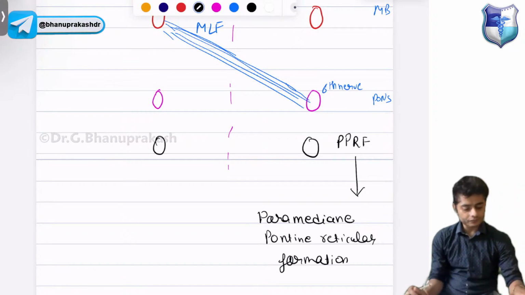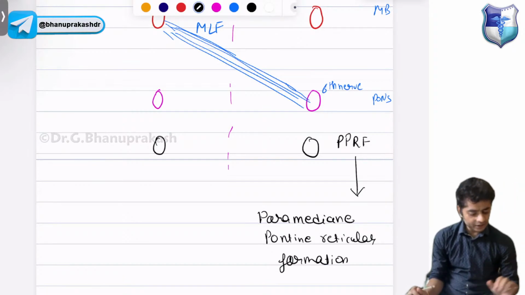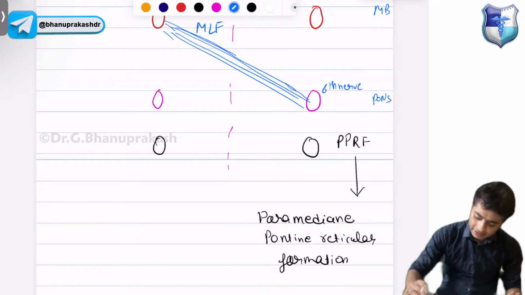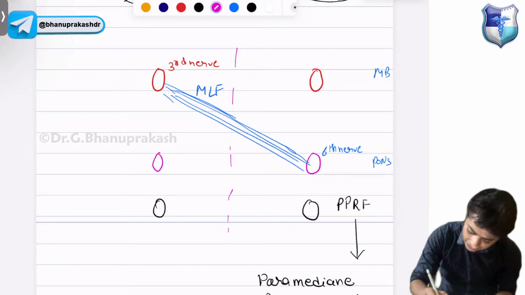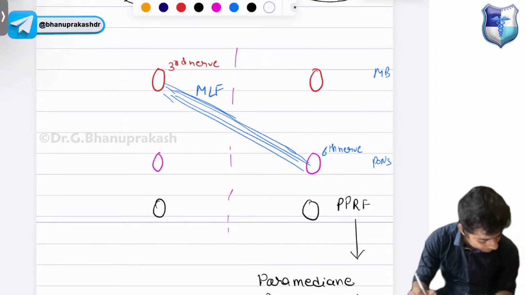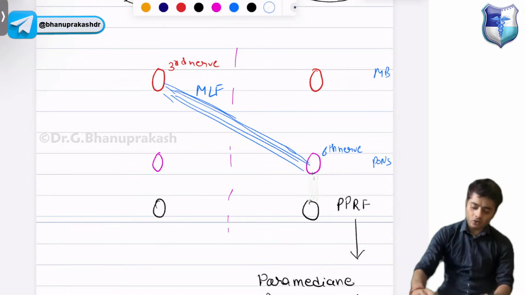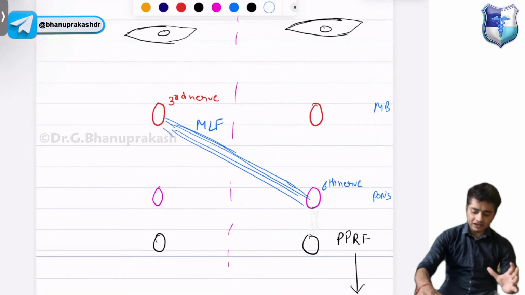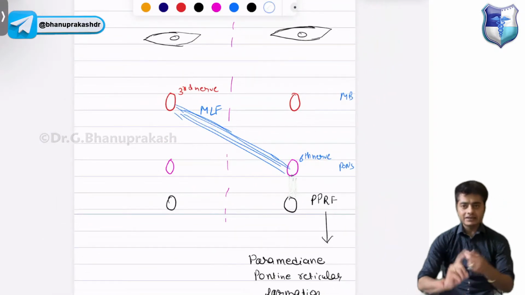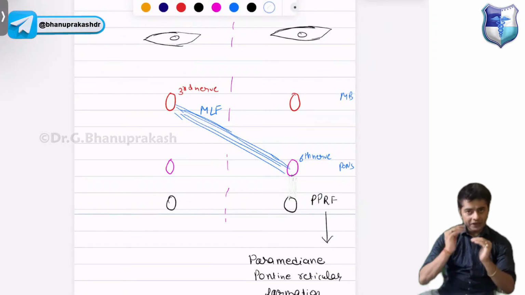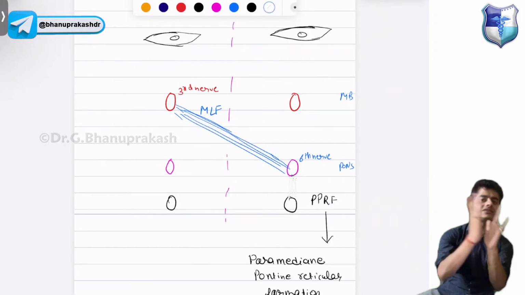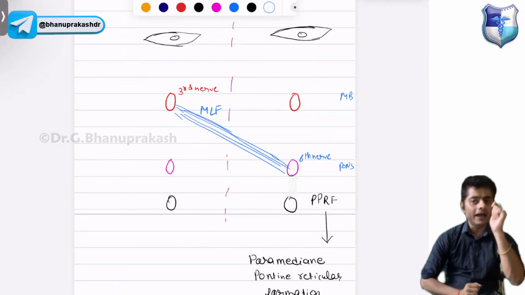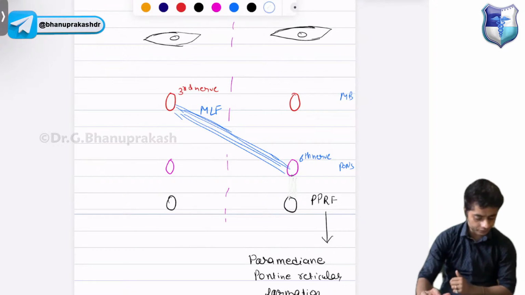ठीक है. तो ये डायग्राम सबको समझ में आ गया. एंड पीपीआरएफ क्या करता है? पीपीआरएफ सेम साइड के सिक्स नंबर न्यूक्लियस से क्या करता है? अटैच. ठीक है. ओके. तो ये डायग्राम सबको समझ में आ गया यहां तक? एवरीवन क्लियर विद दैट देयर इज थर्ड नर्व न्यूक्लियाई, सिक्स नर्व न्यूक्लियाई एंड पीपीआरएफ. PPRF connects with sixth nerve nuclei. Sixth nerve nuclei connects with opposite side third nerve nuclei with the help of MLF.